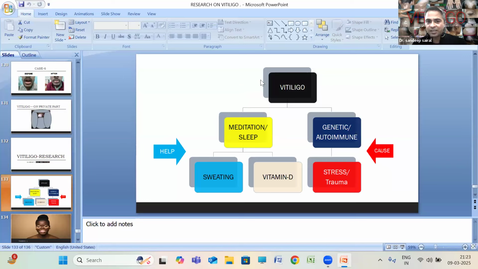There is already a seed in vitiligo. It can be a genetic factor or an autoimmune disorder. But yes, stress plays a role. So in management, if you ask the patient to do meditation and sleep, that will definitely help them.